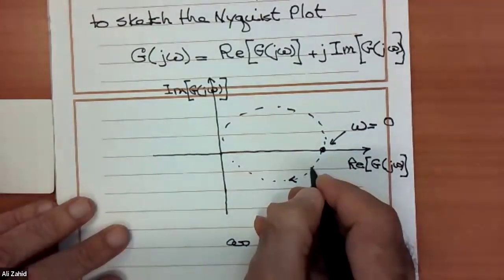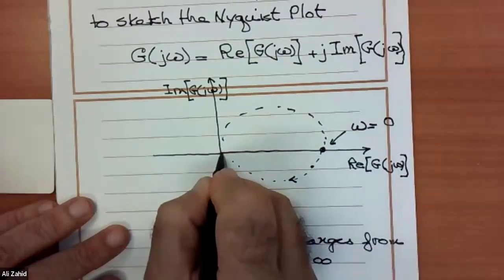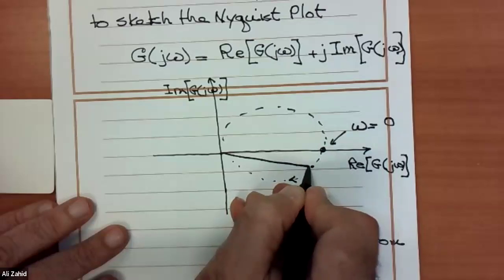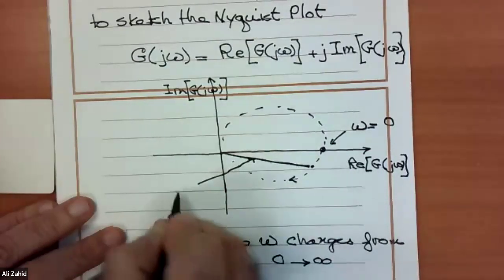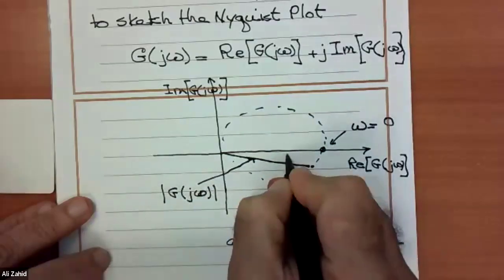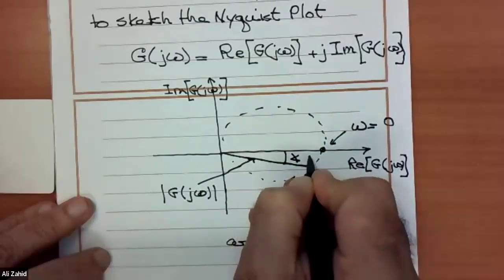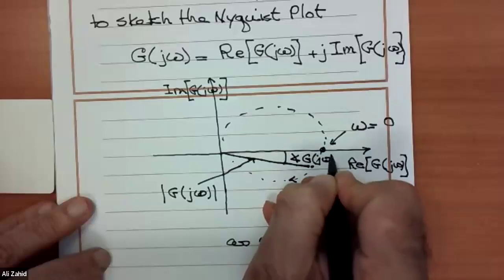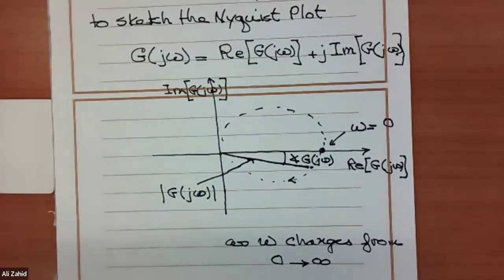Now, at any point, for example, if it reaches here and you sketch a vector like this, this is the magnitude of G of j omega, and this is the phase angle of G of j omega. Are you following me so far? Well, what is the magnitude of G of j omega? Can you tell me how I get it?